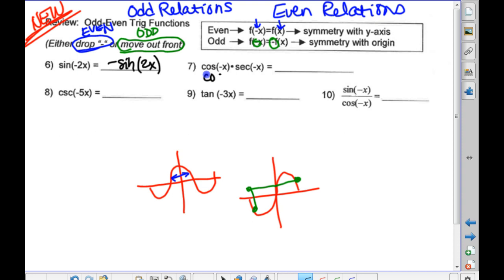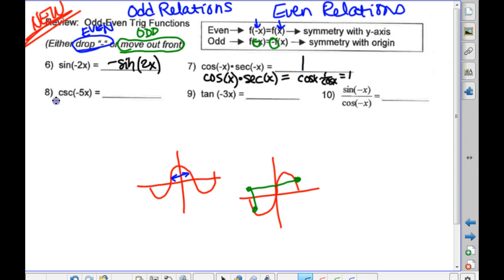It is even, so it's just going to drop. And secant? It also is going to drop. And we could rewrite that, or we could just say, I know in my head that cosine and secant are what? Reciprocals. So when we multiply, we get 1. Everybody okay with that? Or you need me to write cosine times 1 over cosine?